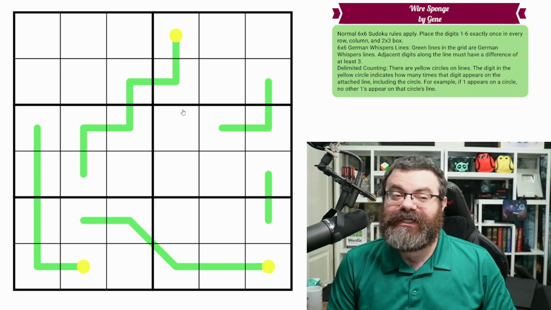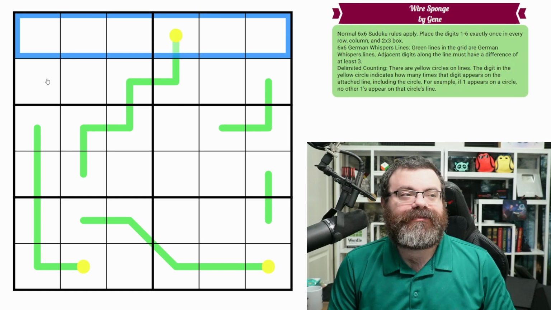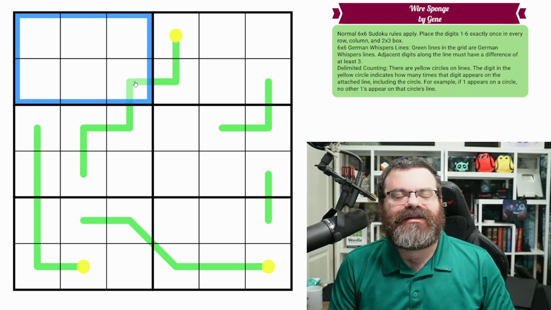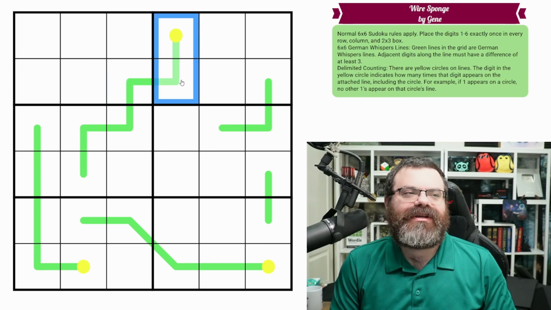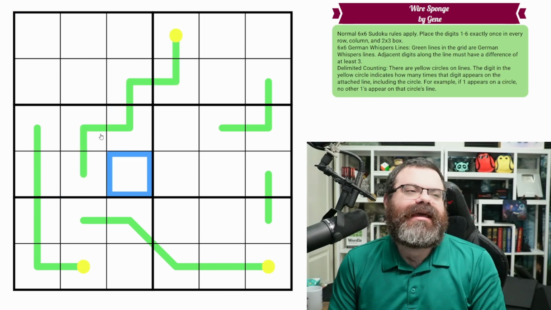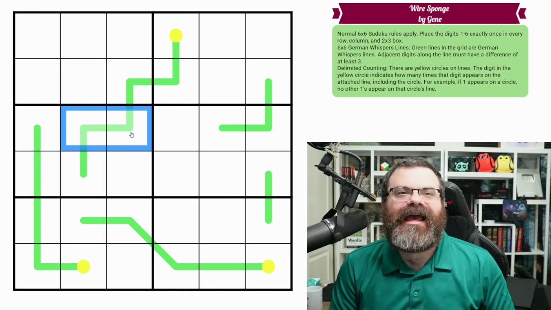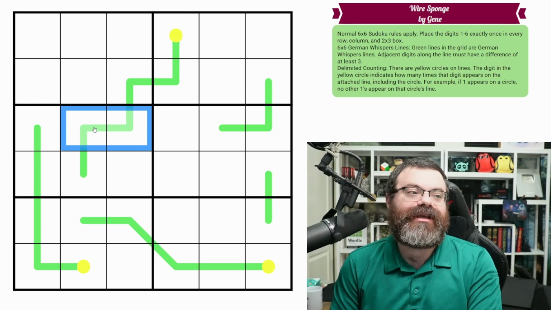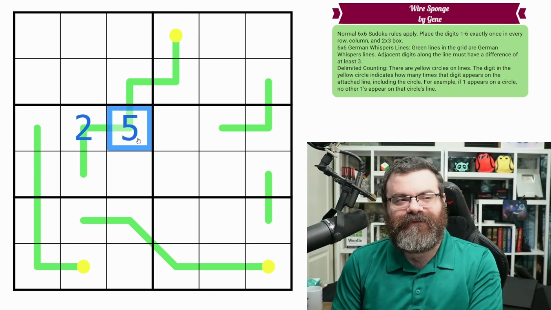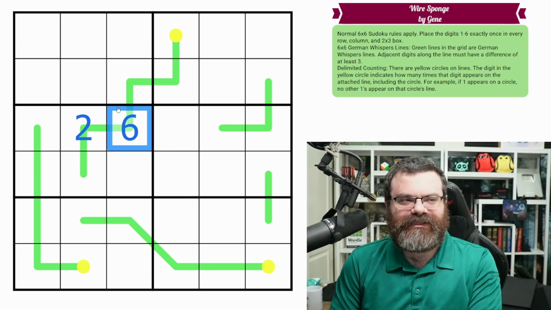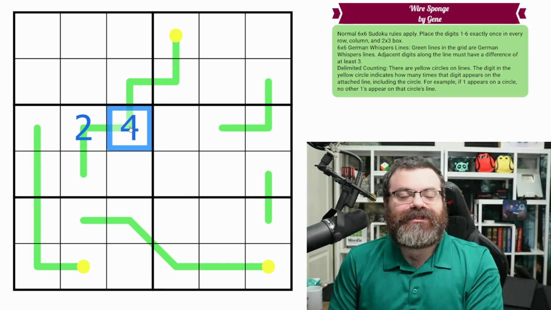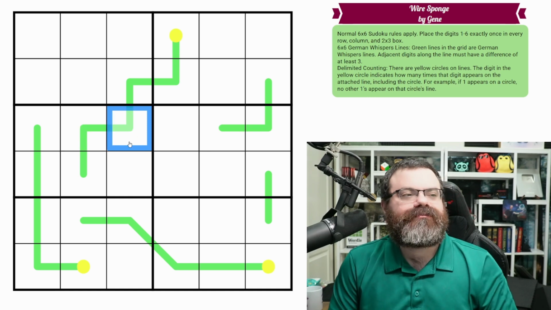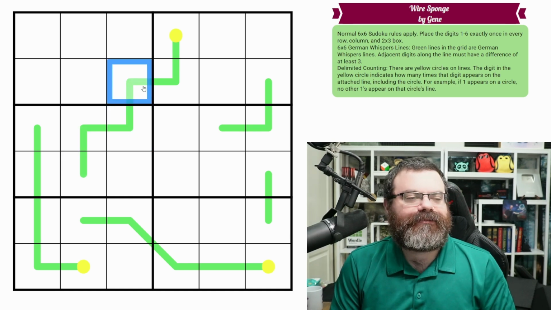So we have normal 6x6 Sudoku rules, so in each row, each column, and each 2x3 box, we are placing the digits 1 to 6 exactly once each. You also have these German whisper lines in the grid. Any two adjacent digits along the line have to have a difference of at least 3. So if this was a 2, this could be 5, because that's a difference of 3, or 6, because that's a difference of 4. We can't do a, say, 2, 4 because that has a difference of 2, which is not at least 3. True of every pair of digits along the line.